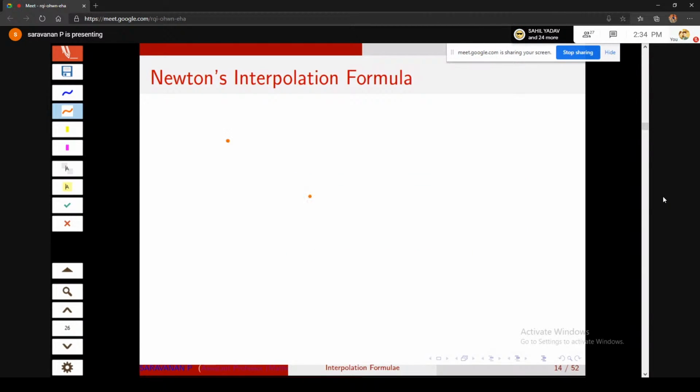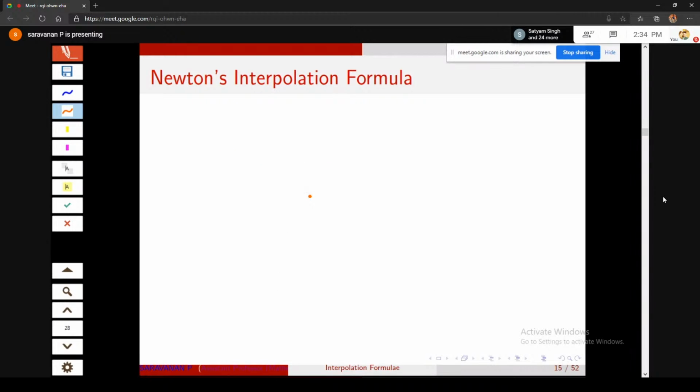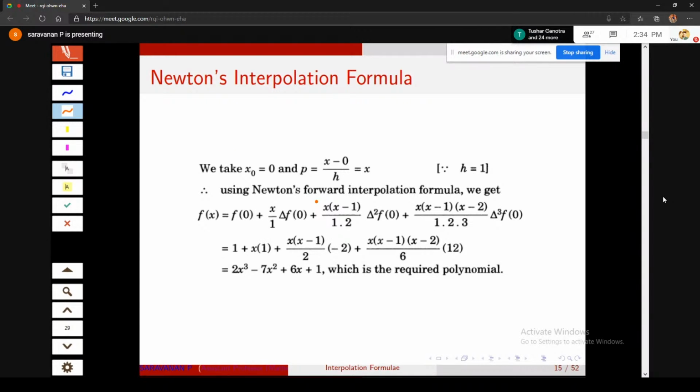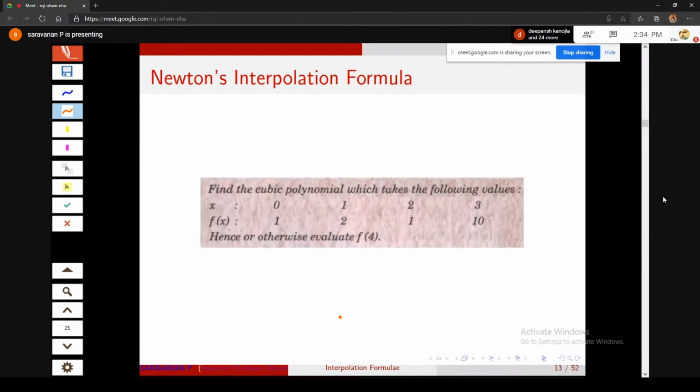Same thing: first construct the difference table and write the Newton forward formula. What is P? P is (x minus x0) by h. x0 is 0 here, h is 1, so P equal to x. Wherever P is there, you substitute x, substitute del y0, del square y0, etc., and simplify, and you will get this cubic polynomial.